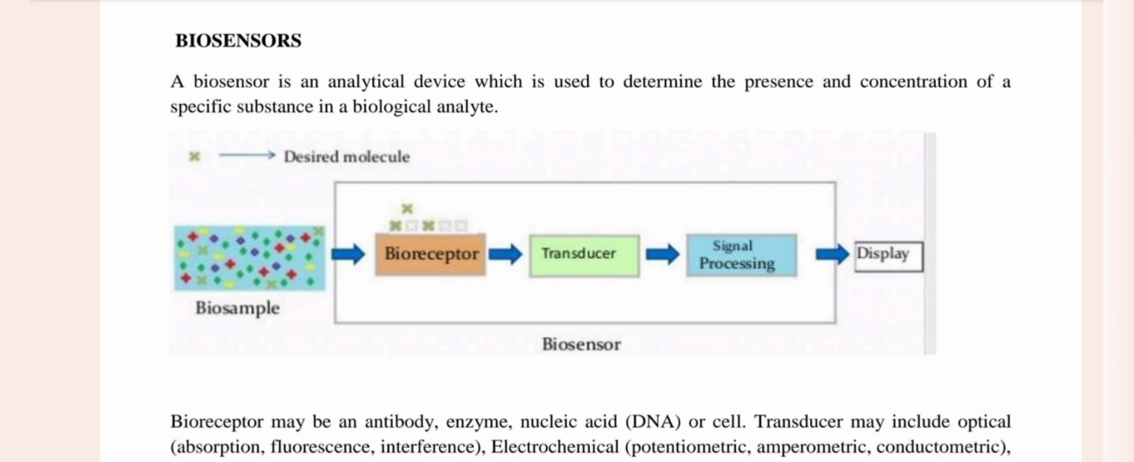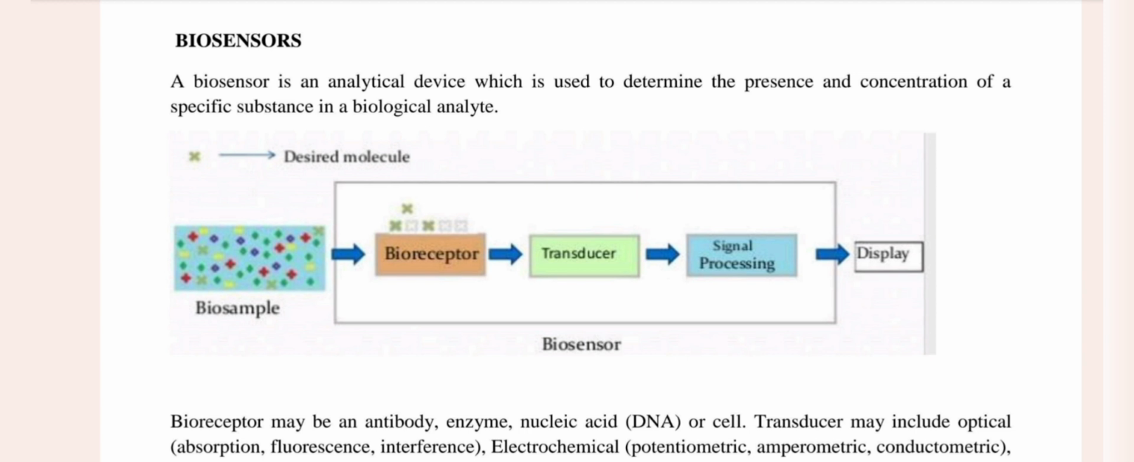Next topic is biosensors. A biosensor is an analytical device which is used to determine the presence and concentration of a specific substance in a biological analyte. So this is also a sensor, but here the presence and concentration of a specific substance in a biological analyte is what we need to determine by the sensing process.